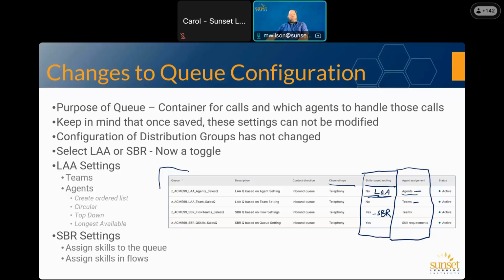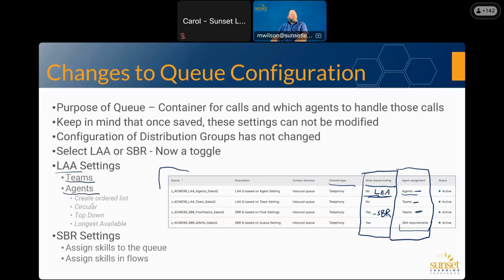In skills-based routing, we can assign them based upon teams or by skill requirements. Skill requirements is one of the ones that took me the longest to figure out, and honestly, it's my least favorite, and I'll show you why. But we'll go through and talk about all four of these options and how they play out. Again, with longest available agent settings, we can assign them by teams, or we can define a list of agents.